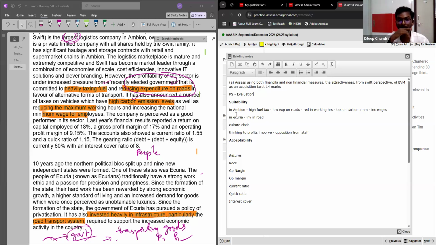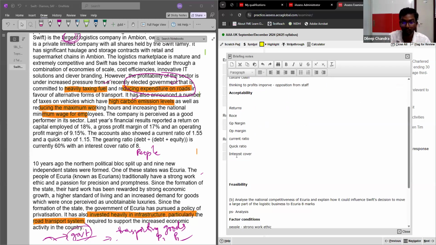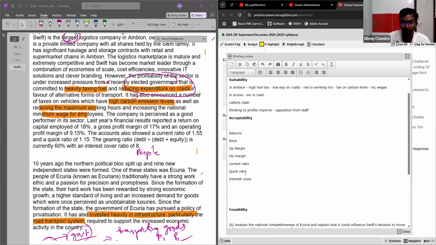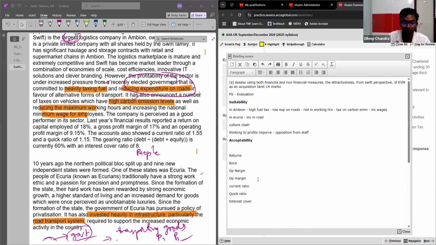14 marks. So how will I divide my points? How many side headings do I have? 1, 2, 3 side headings. Suitability, acceptability, and feasibility. So 14 marks, 3 side headings means 3 times 4, 12, 3 times 5, 15. So 4 to 5 points of 1 mark each in each side heading. That is what I'm thinking. So that I will try to achieve 14 marks here.